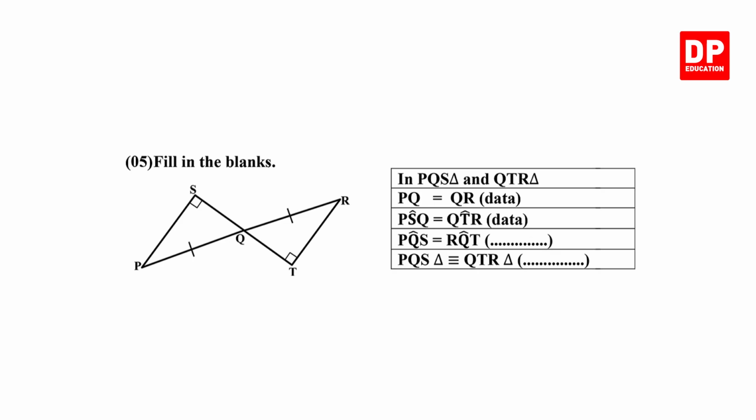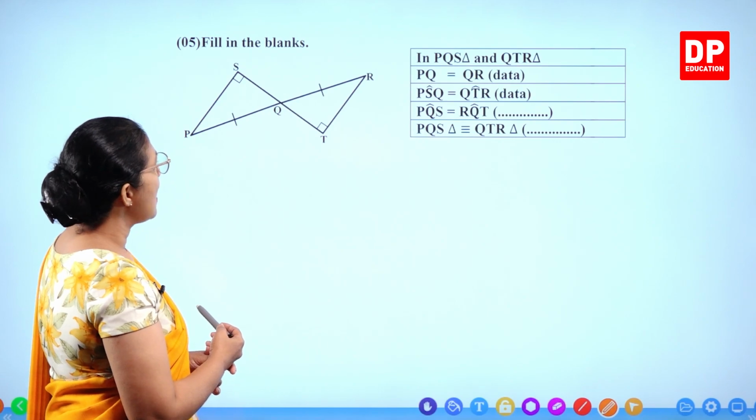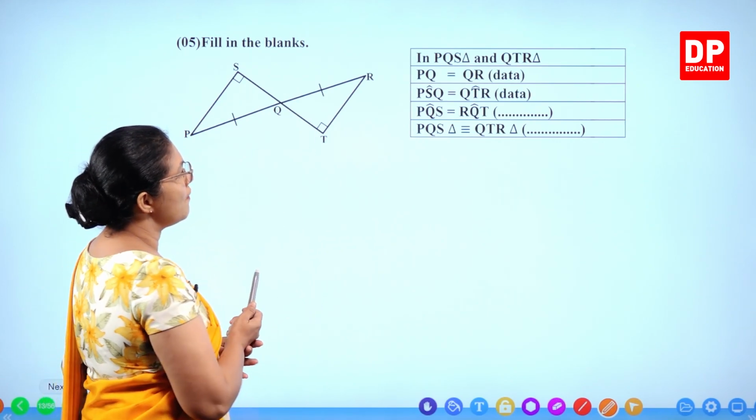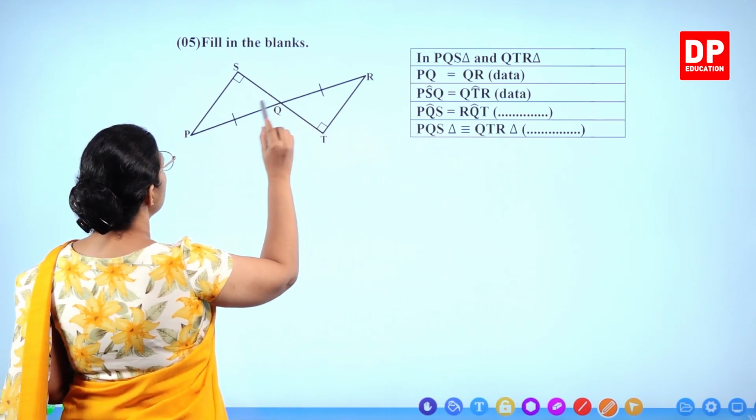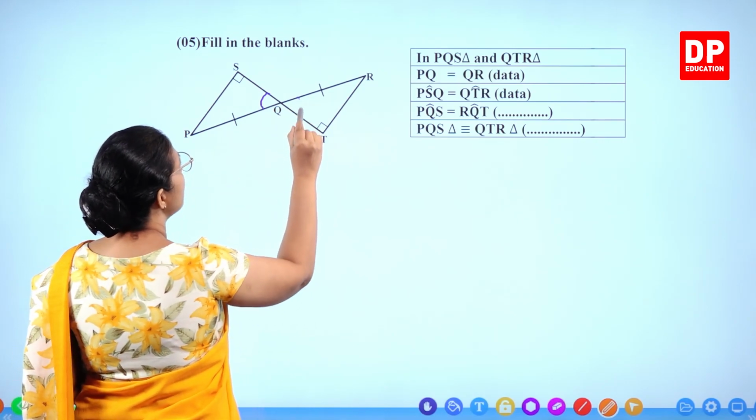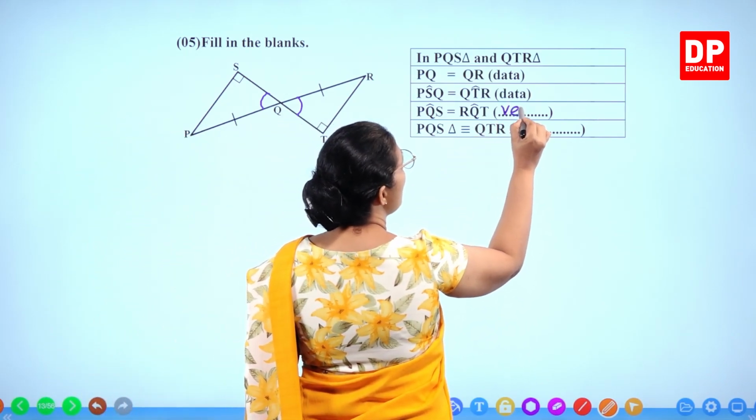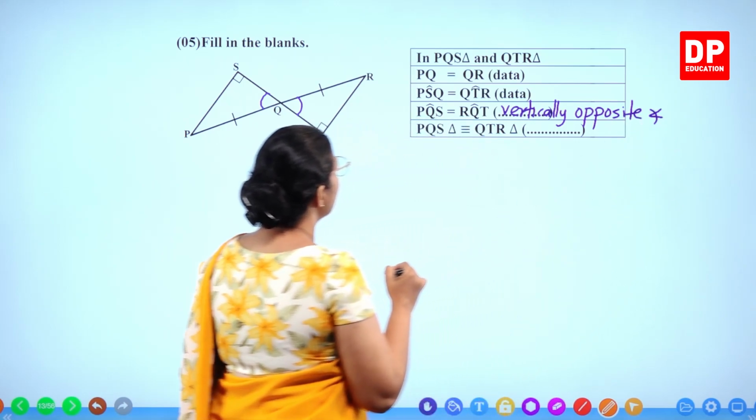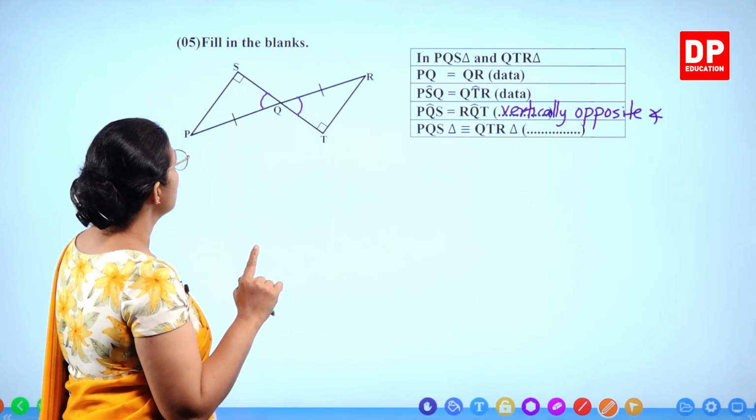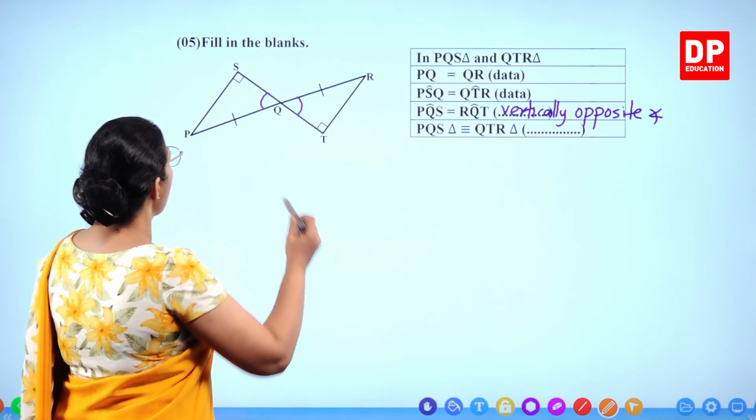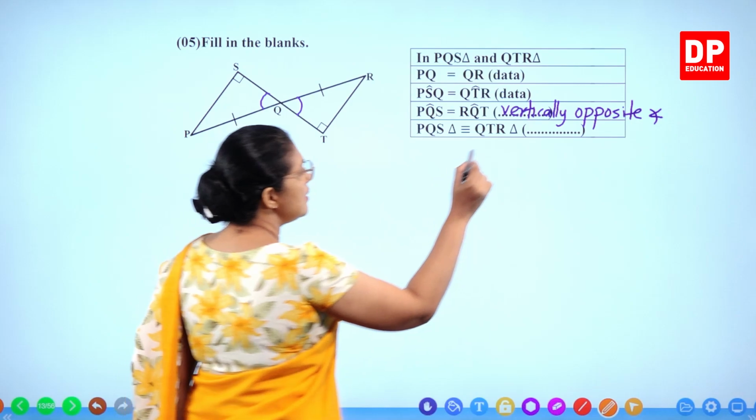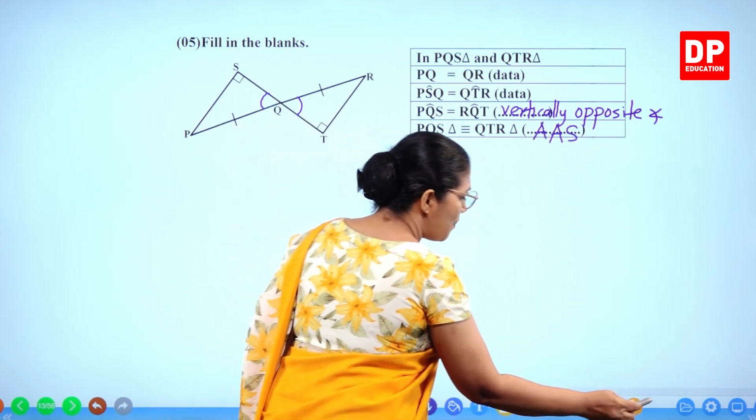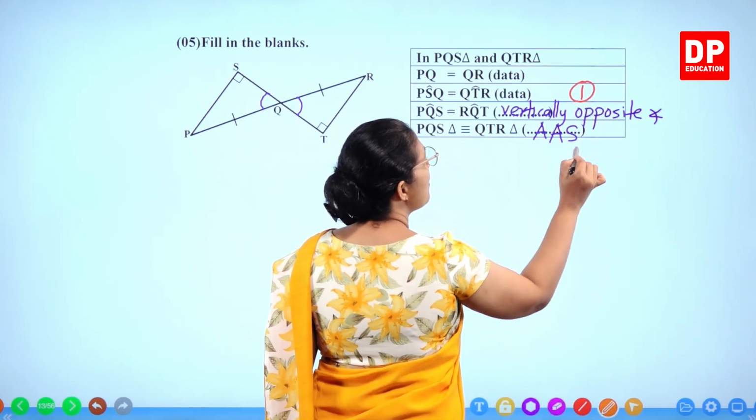Question number 5. Fill in the blanks. In triangle PQS and triangle QTR, PQ is equal to QR. That's given. Angle PSQ is 90 degrees, equal to angle QTR. That's also given. So you have to fill in this blank. Angle PQS is equal to angle RQT. What's the reason? Vertically opposite angles. So you have to write down the reason. Vertically opposite angles are equal. So you get 1 mark for that. Then triangle PQS is congruent to triangle QTR. What's the reason? 1 side and 2 angles. So angle, angle, side. So 1 mark for writing the congruence and 1 mark for writing the reason.